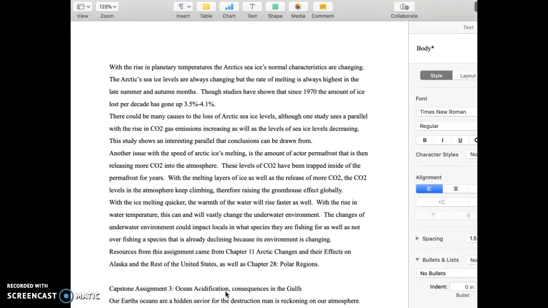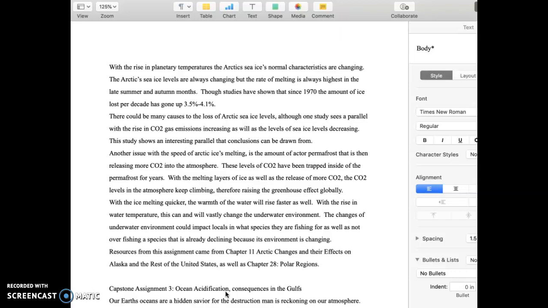With the ice melting quicker, the warmth of the water will rise faster as well. With the rise in the water temperature, this can and will vastly change the underwater environment. The changes of underwater environment could impact locals in what species they are fishing, as well as not overfishing a species that is already declining because its environment is changing.